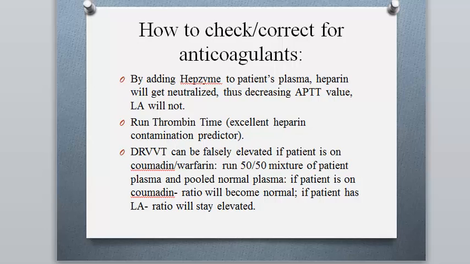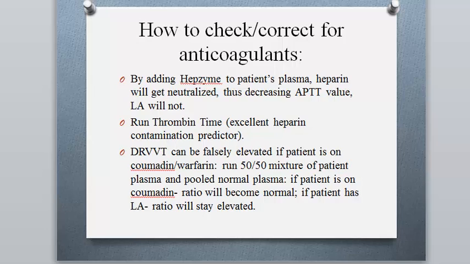First, we can add Hepzyme to the patient's plasma. By adding Hepzyme, the heparin will get neutralized and we will get a normal APTT value. If the patient has lupus anticoagulant, the Hepzyme will not neutralize it, so we'll still have prolongation of the APTT result. Another excellent heparin contamination predictor is thrombin time. By simply running thrombin time, which only takes a few seconds, if thrombin time is prolonged, we can conclude it's heparin. If thrombin time is normal, then we can conclude the prolongation of APTT is caused by lupus anticoagulant.